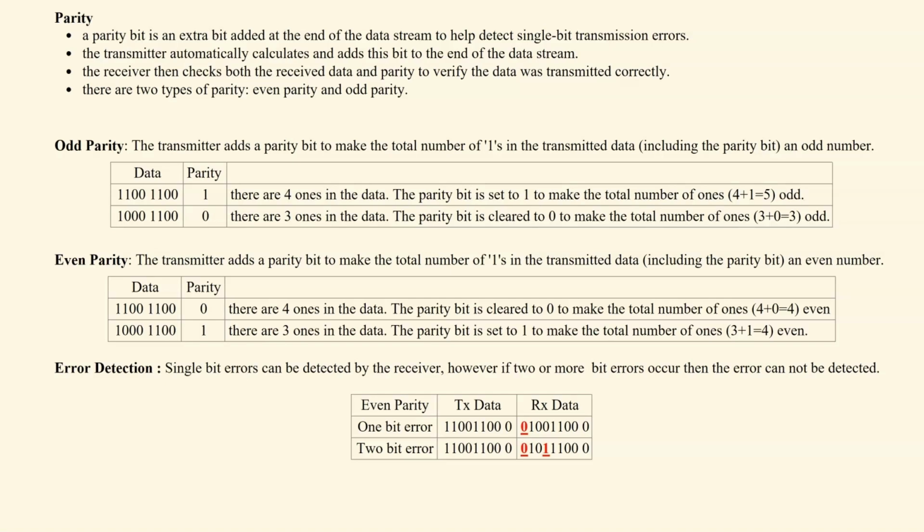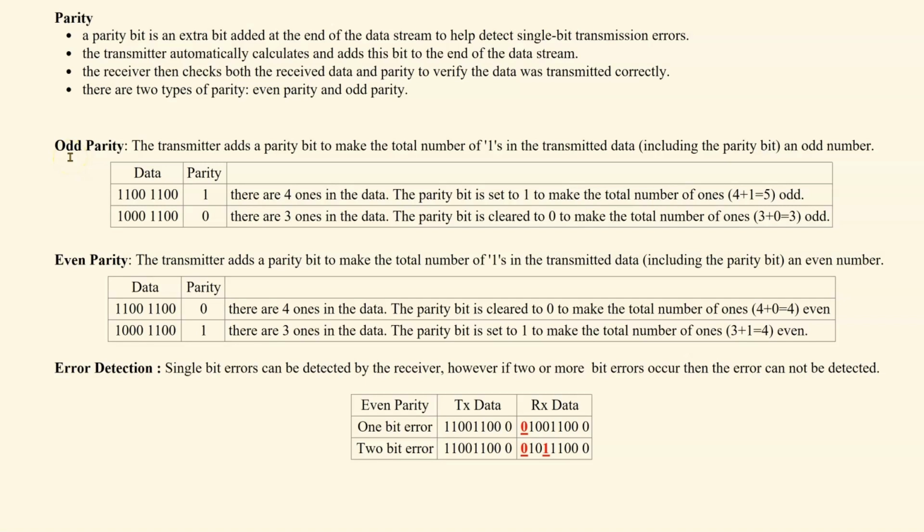The USART can add a parity bit to the end of the data stream, and it is used to detect single bit transmission errors. The transmitter will automatically calculate and add the parity bit to the end of the data stream. The receiver will then check both the received data and parity and use that information to verify the data was transmitted correctly. There are two types of parity: even parity and odd parity.